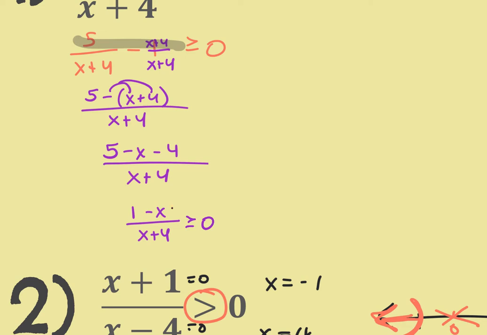Okay, now we split and solve. So in the top, I get x equals 1. And in the bottom, I get x equals -4.